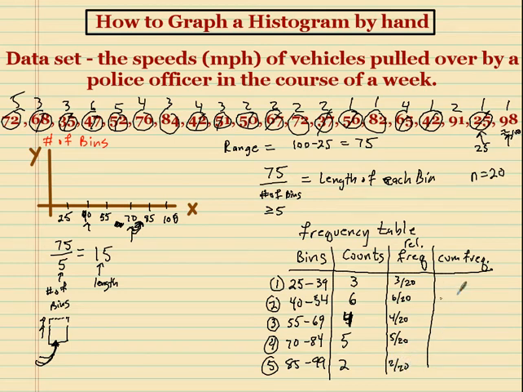Okay, and the cumulative frequency would be 3 over 20, and this accumulates, so this would be 3 plus 6, which is 9 over 20. 9 plus 4 is 13, and 13 plus 5 is 18, and the last one will always be 1, because it's cumulative. And sometimes, when we graph this, we call this an ogive. Okay, helps us find percentiles.